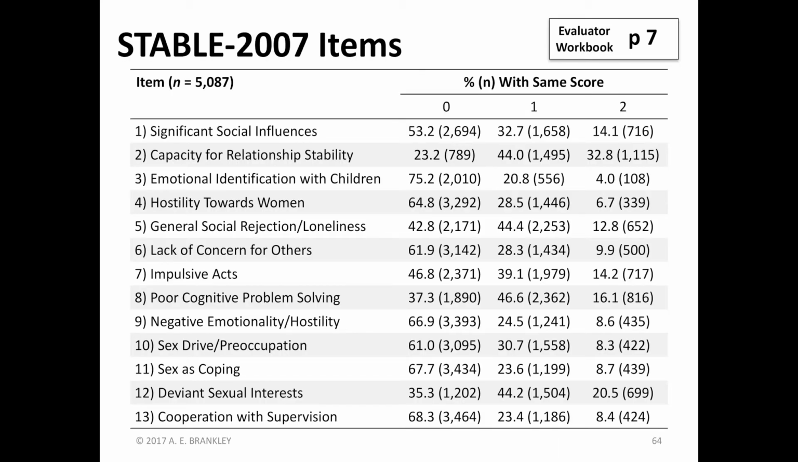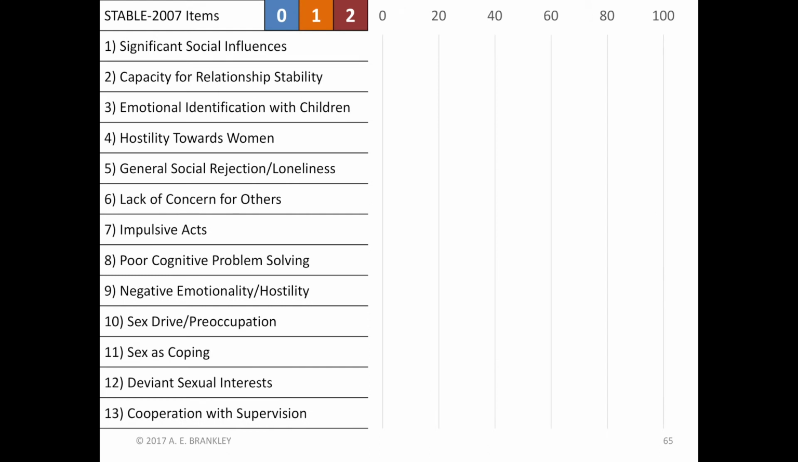This table is a replication of what you can find on page 7 of the workbook. The first column is a list of stable 2007 items. The next 3 columns have the percent of the sample who had either a 0, 1, or 2 at that score. The sample size for each item changes slightly based upon the number of people for whom we had data. Although useful for report writing, I do not think this table is the best way to visually represent the data.